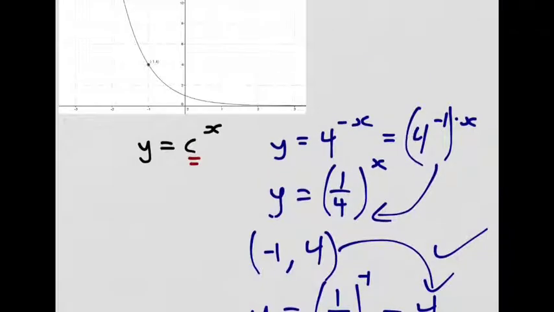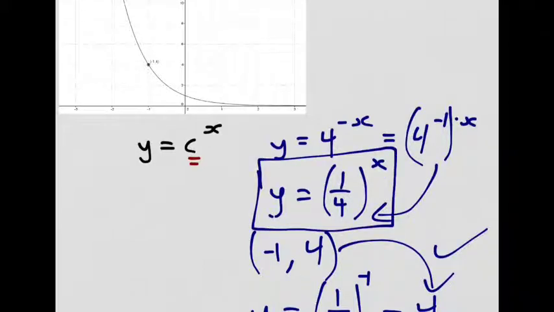So good. We got the equation: y equals a quarter to the power of x. Nathan, you suggested something else that would work, but it's usually helpful to try to keep your exponents positive.